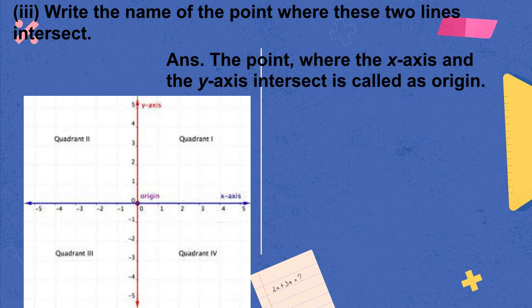Now the third question. Write the name of the point where these two lines intersect. Now what is the name of the point? Where the x-axis and y-axis intersect, that is only one single point, that is the origin. Origin is denoted by O and the coordinates of origin are (0, 0). The point where both these axes intersect is the origin.